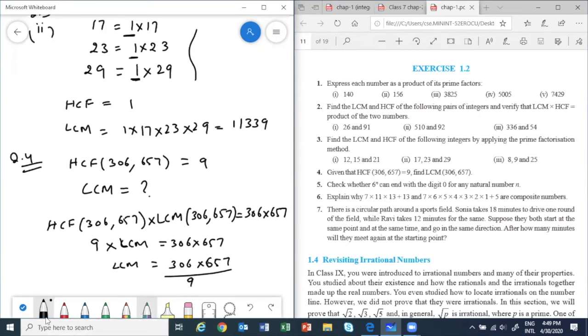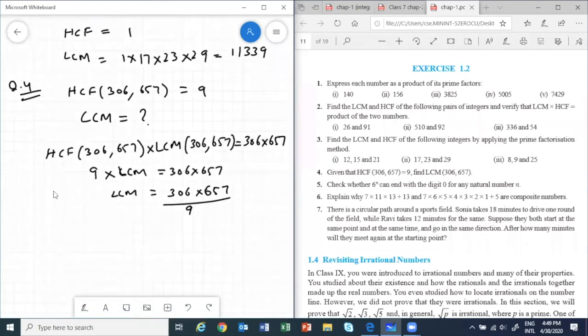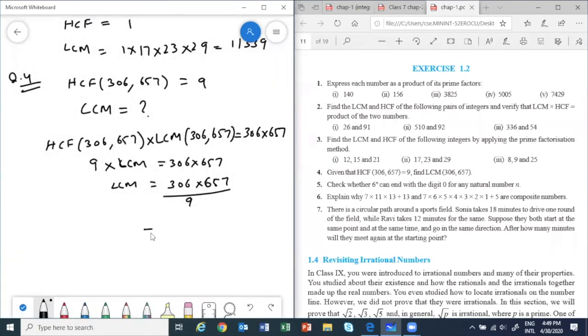So LCM will be equal to 306 into 657 divided by 9. Okay, so just solve. If you solve this, 306 divided by 9 gives 34. Then you'll get 34 into 657, which will be 22,338 is the answer. So without actually prime factorizing, we could find it, because if one of them is given, we can do that.